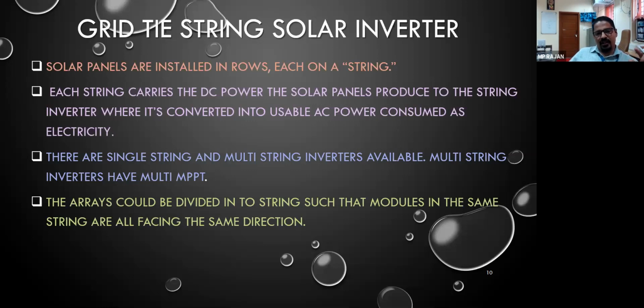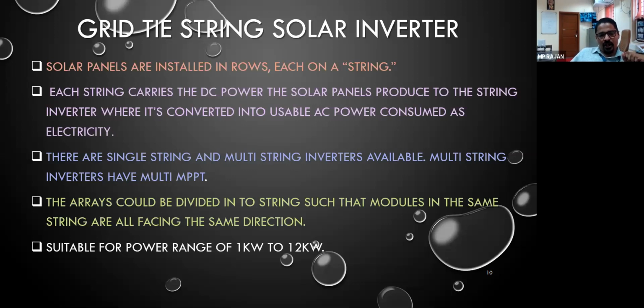Okay, and one more thing. We have discussed the shading. As per the shading, we are arranging the solar panels in different directions. Slight direction change will be there. So all the solar panels which are in one direction can be combined into one string. The other string can be of another direction. So like this also you can avoid the shading.